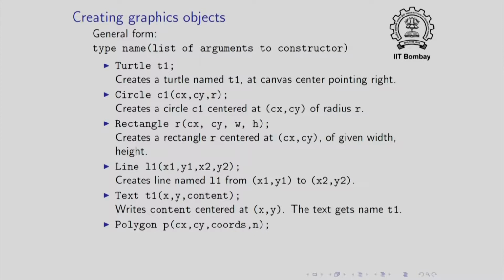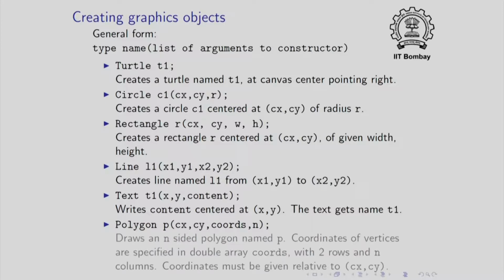You can also draw arbitrary sided polygons. So, this command creates a polygon P having n sides or n vertices. The array coords is an array of doubles with 2 rows and n columns. Each column specifies the coordinates of the vertices of the polygon. And remember, the coordinates are to be given relative to Cx, Cy.